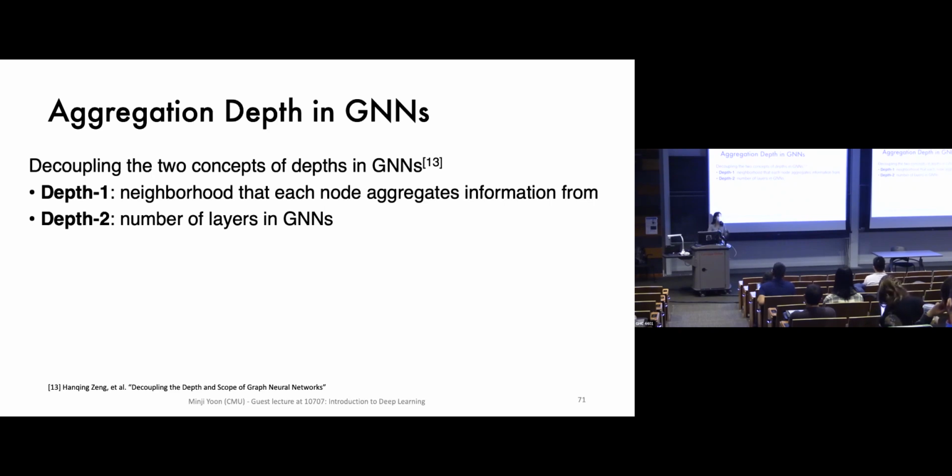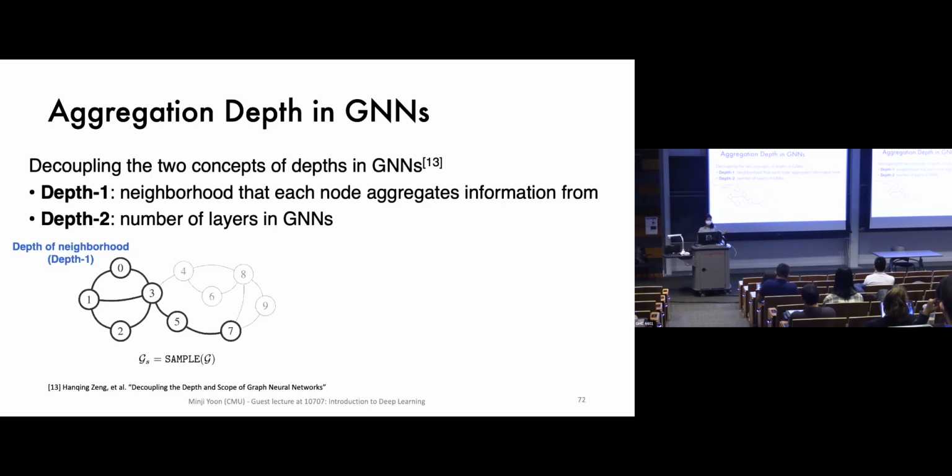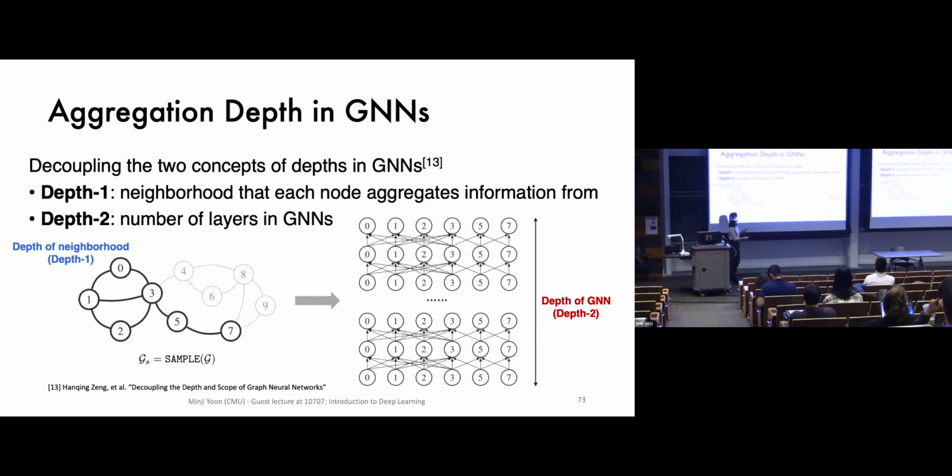So far, how I explained GNN to you is I mixed these two concepts. How much I look into my neighbors decides the depth of the GNN. And this paper says, no, we need to decouple them. First, we decide the neighborhood. After extracting the computation graph from the small neighborhood of the graph, we learn a deep GNN. Because, as you asked before, in NLP the sequence is fixed size. So after we make the number of nodes participating in the computation graph fixed, we can make the GNN deep, like a 10 or 20 layer GNN.